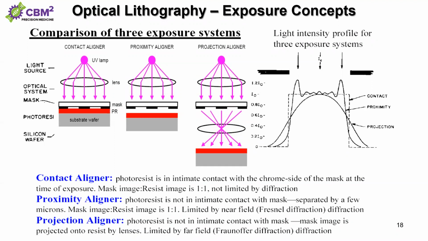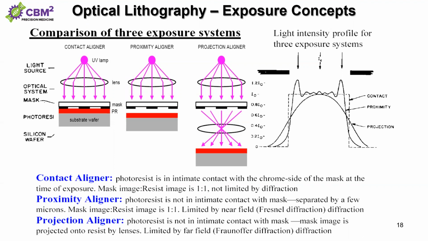If you use the proximity aligner, because you don't have intimate contact, you have some diffraction between the photomask and the photoresist layer, which will worsen the resolution of your photolithography process.